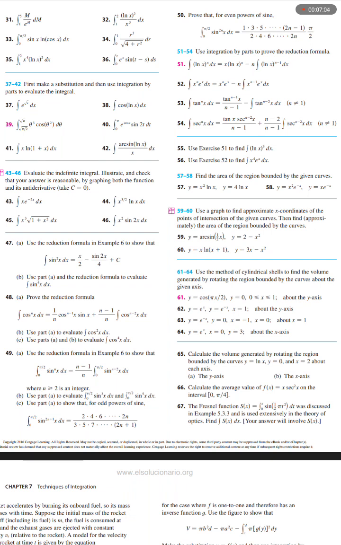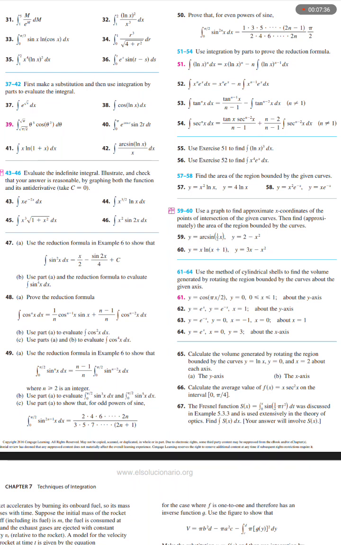First make a substitution and then use integration by parts to evaluate the integral. The integral from e to the power of the square root of x dx. The integral of cosine of the natural log of x dx.